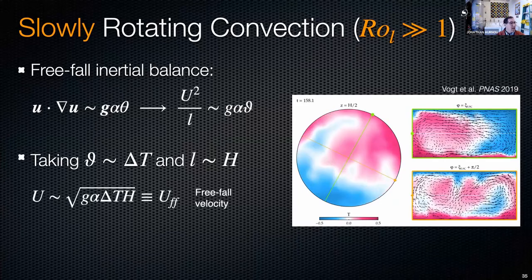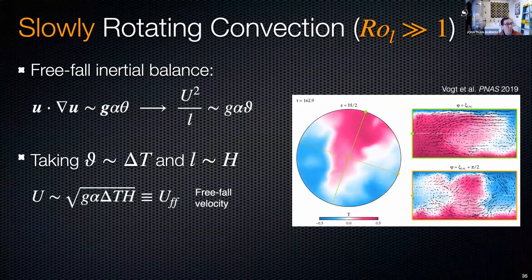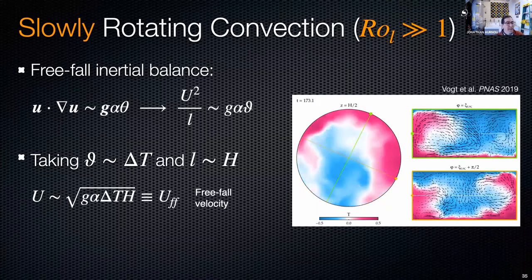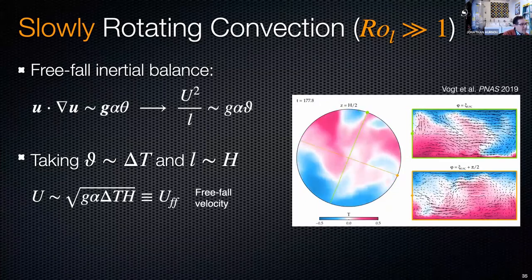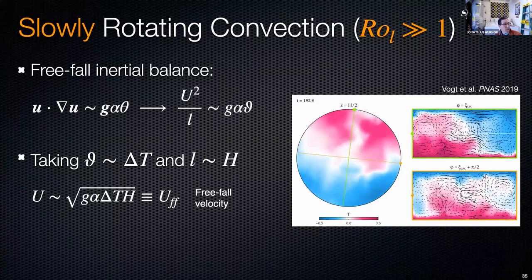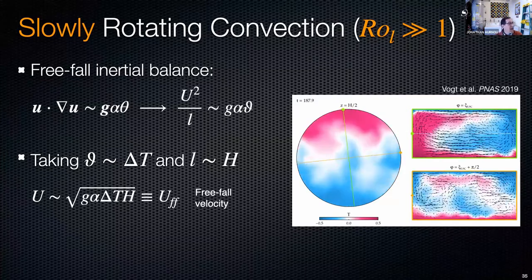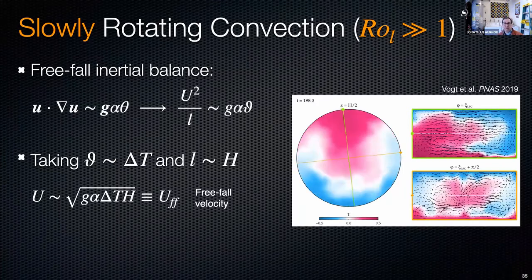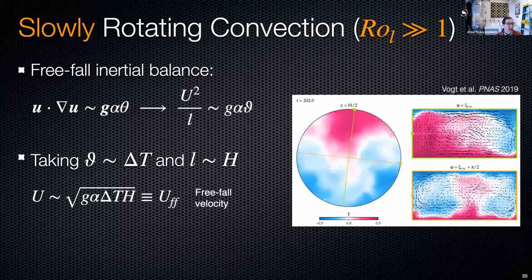And so if we use those scales, then we can rewrite the scaling up above. U squared over L is g alpha theta. That then turns into U is proportional to the square root of g alpha delta T H, which is the free fall velocity. The classical free fall velocity pops right out.